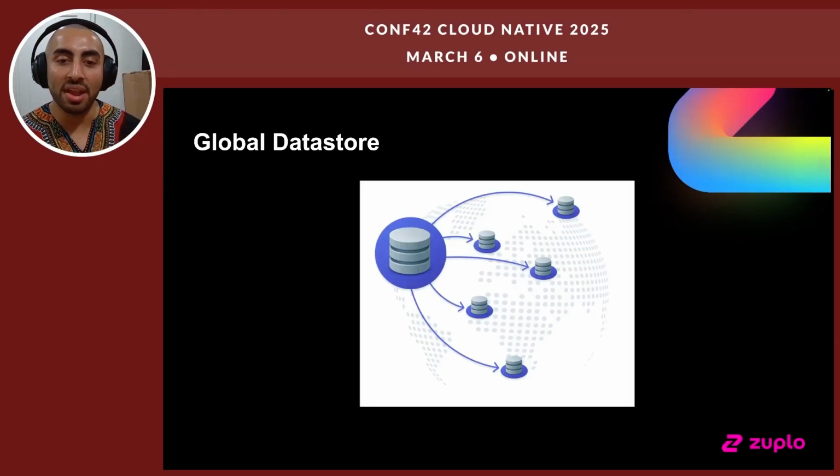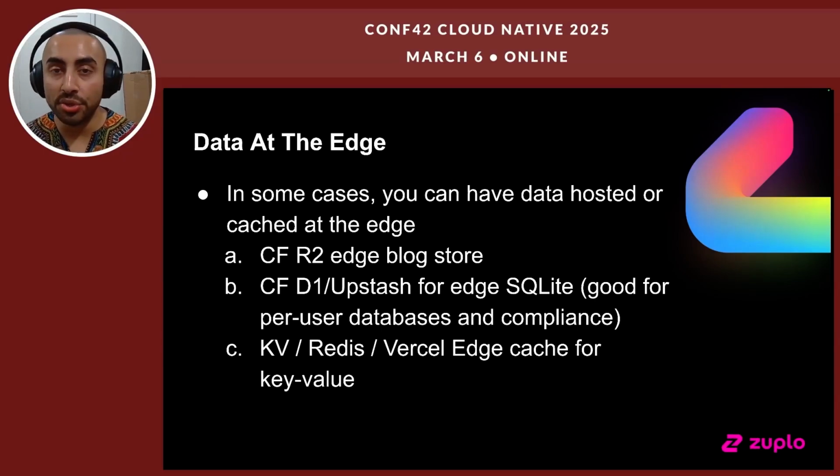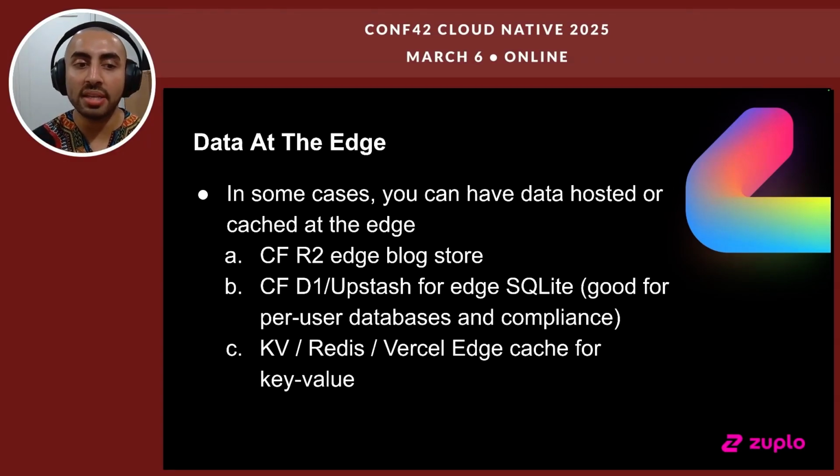Just like a basic image of you have your main data store somewhere in North America, distributed in Europe and Africa and all over the world. There's a third solution, which is a little bit less common, I'd say, but it's becoming more popular. And that's the idea that your data should live where it needs to live, where it would provide the best user experience. So in some cases, you can have data that is hosted or cached at the edge itself. And there are different kinds of use cases here. Say you want to do some sort of blob storage, some sort of cache, right? You can use a solution like Cloudflare's R2, which is essentially a distributed edge blob store.